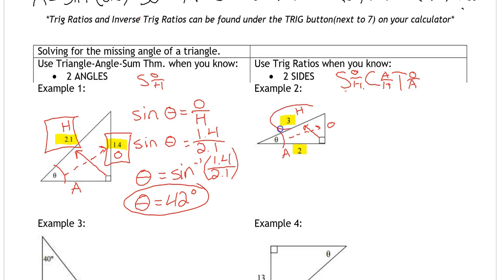So I need to use the numbers I have. Right? So the opposite side does not matter, just the adjacent and the hypotenuse side. So adjacent and hypotenuse is cosine. So cosine of theta equals adjacent over hypotenuse. So cosine of theta equals, the adjacent is 2, the hypotenuse is 3.